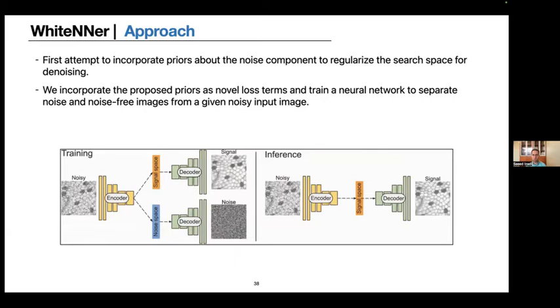In this paper, we focus on the white Gaussian noise only, and we propose a neural network for disentangling the signal and noise components in a learned latent space without the need for any ground truth training data. For the inference, we discard the noise branch and only use the denoising branch to get the noise-free estimate.